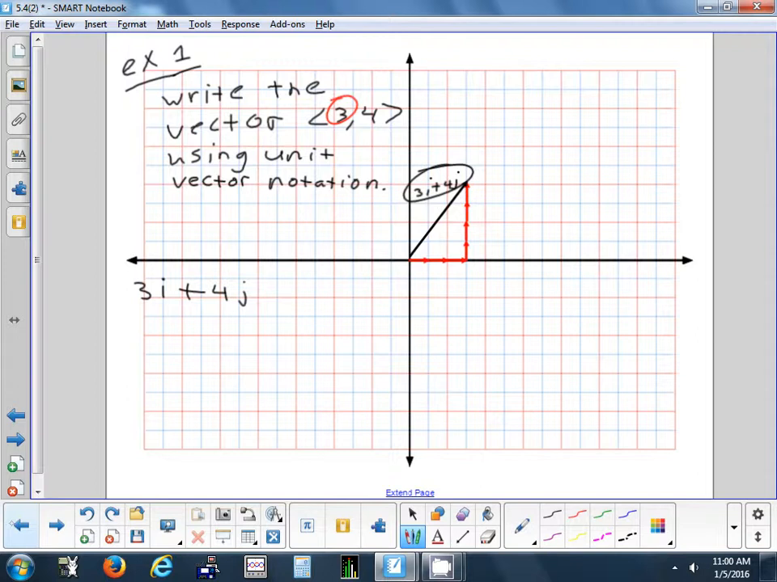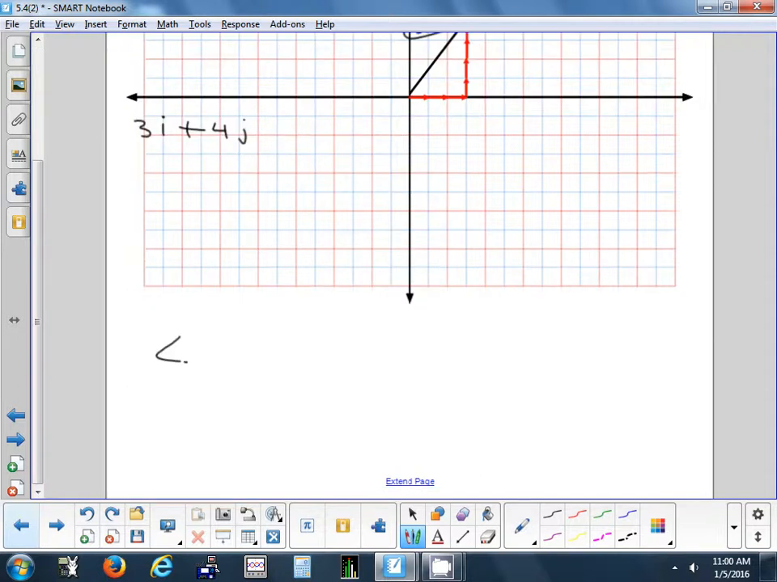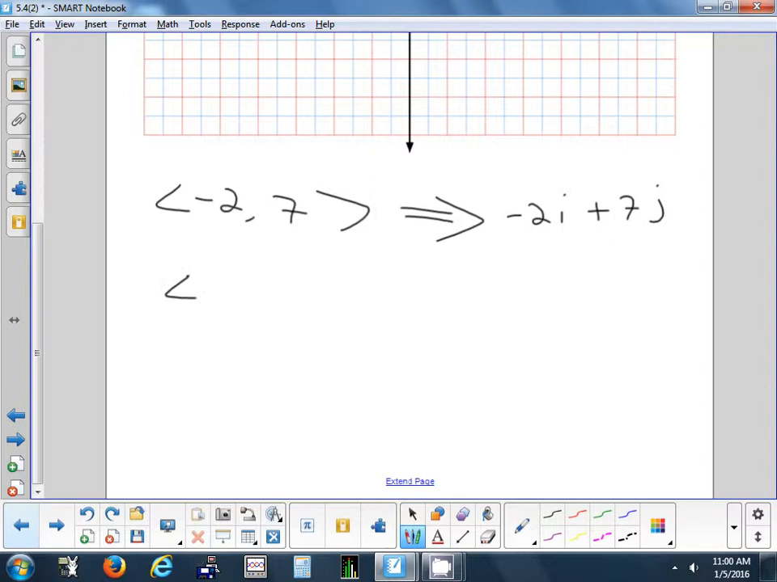What if I have the vector negative 2, 7? How would I write that using i's and j's? Negative 2i plus 7j. Yeah, that's it. Okay, how about 5, 0? 5i. That's it. Just 5i. You could put plus 0j, but you don't need to because there are no j's in this one.